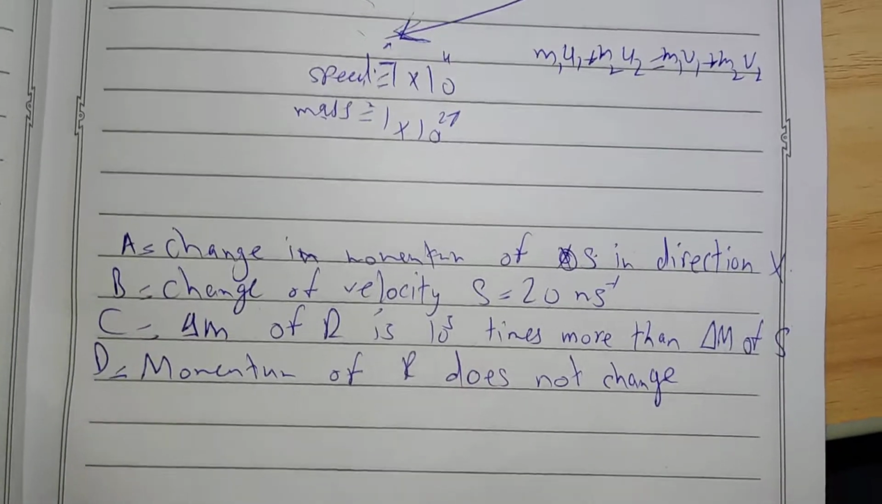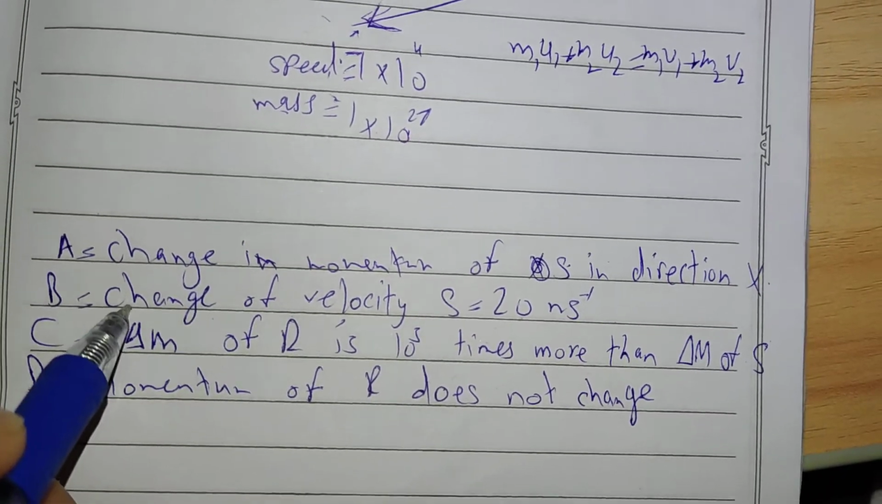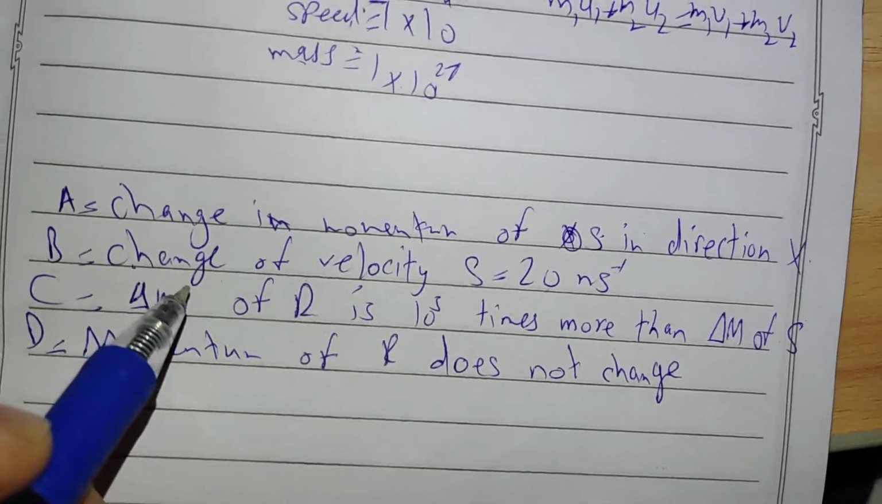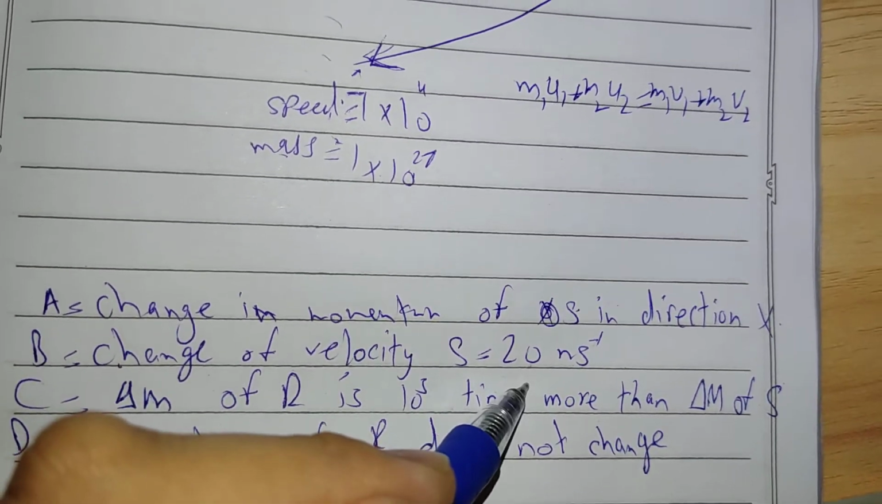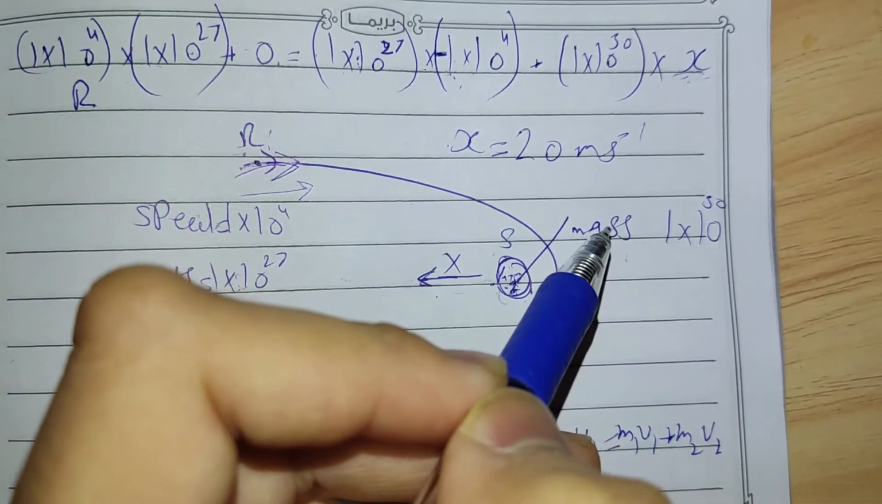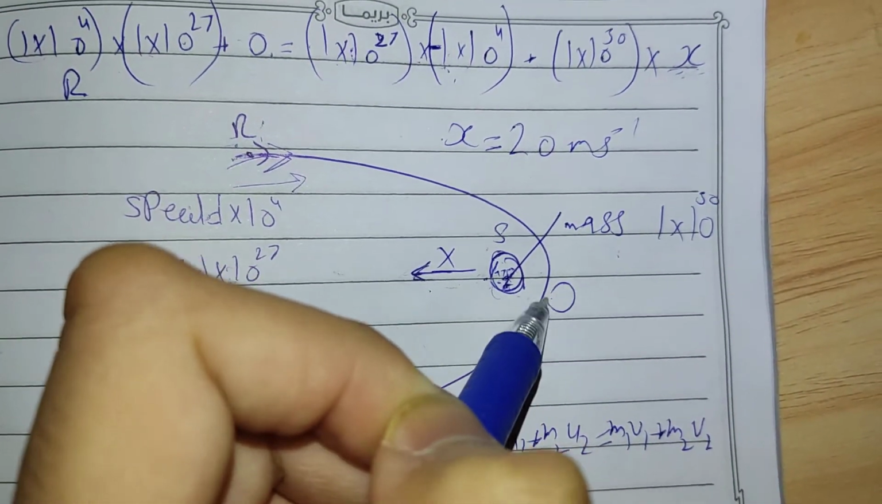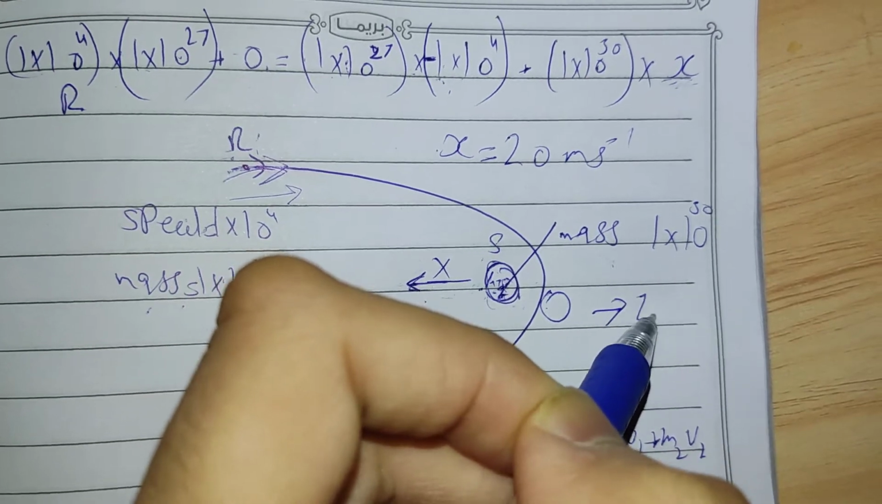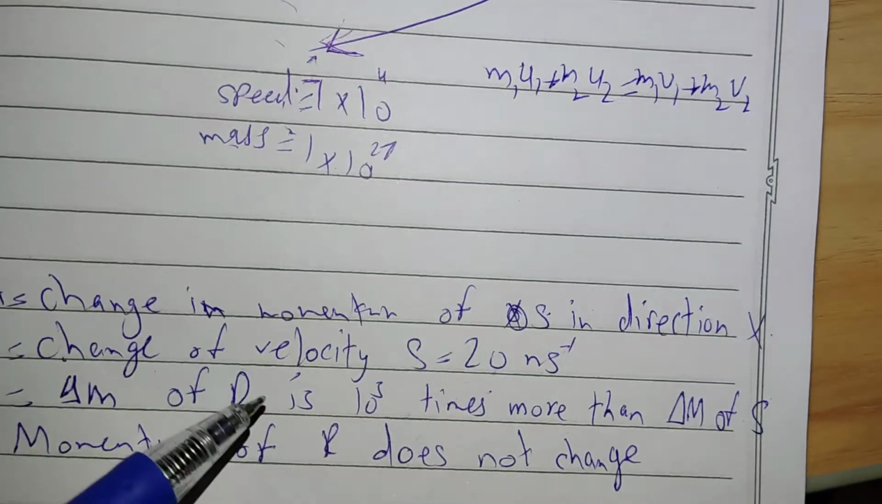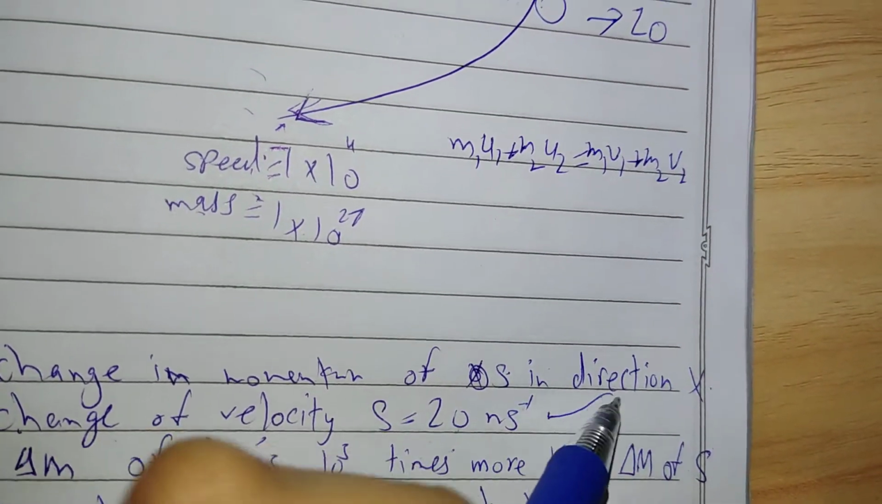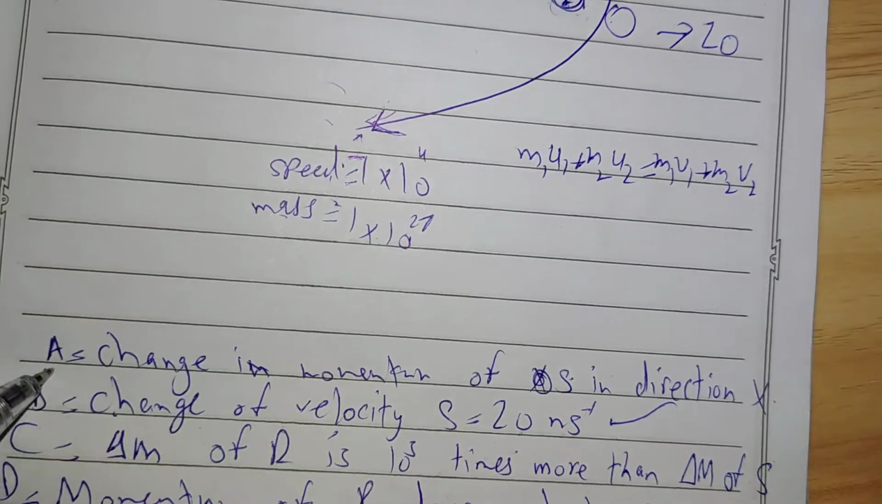And coming to the options, in B, they say the change of velocity of s is 20. Initially s was 0 and it changed to 20. So the change of velocity of s is 20, that's right. Therefore the answer is B.